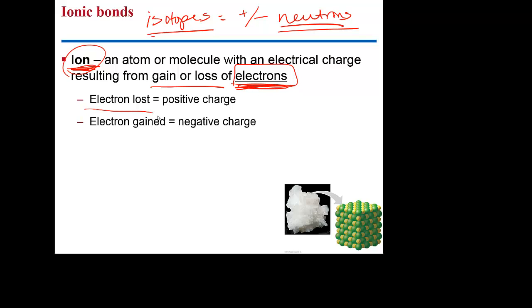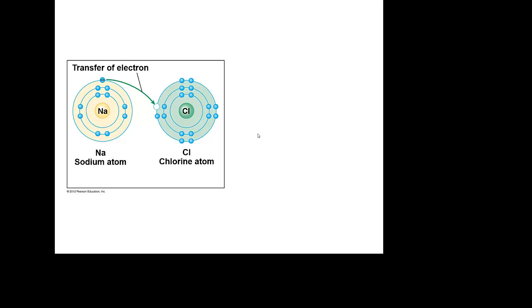So when an electron is lost, we actually form a positive charge. Okay? When an electron is gained, we form a negative charge. Why is that? Well, chlorine is sitting here and it's neutral, sodium is sitting here and it's neutral. But if I take this electron away from sodium and give it to chlorine, I just added a negative to it. If I add a negative, it becomes negative. If I subtract a negative from sodium, it becomes positive. Does that make sense?